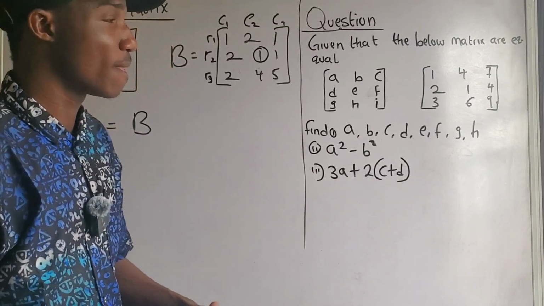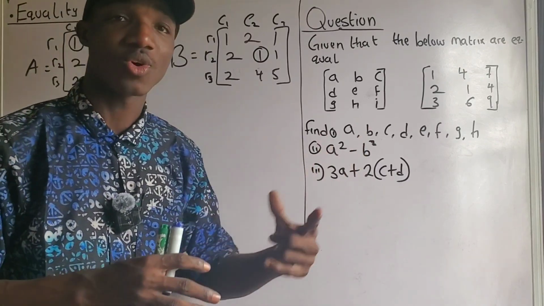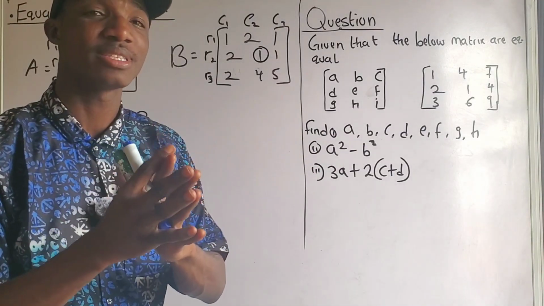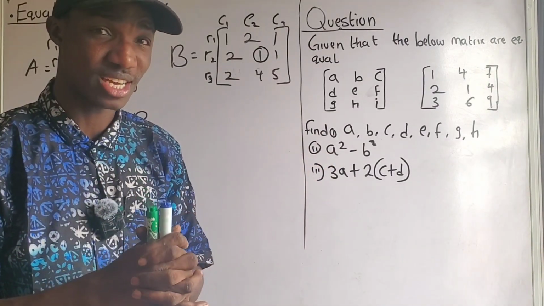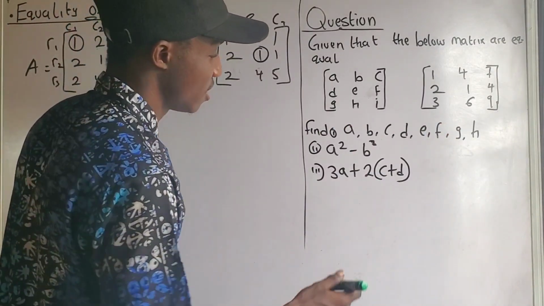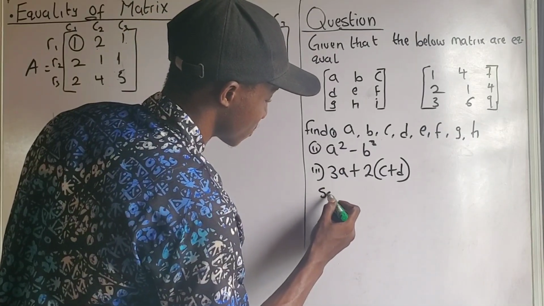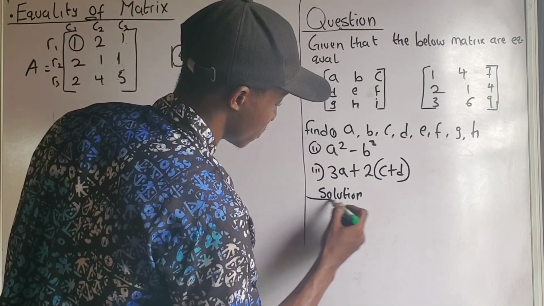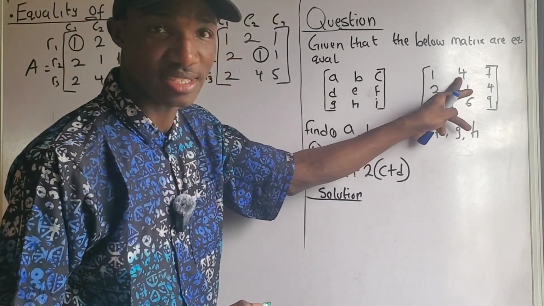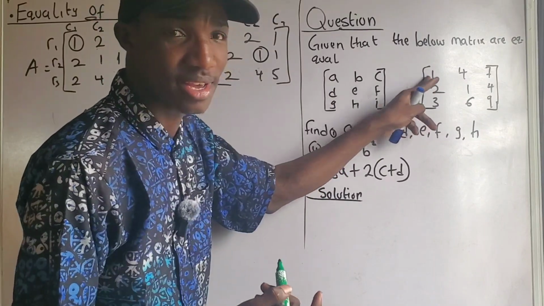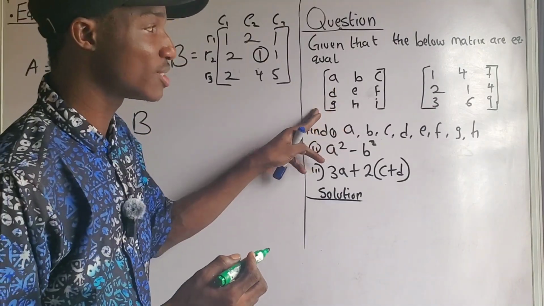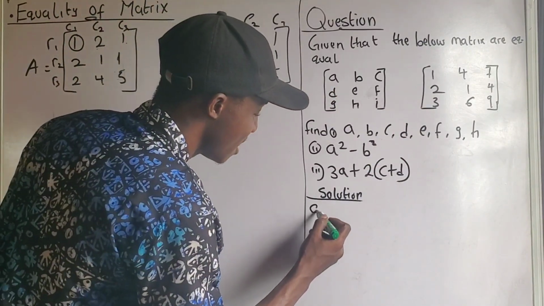Now, listen to me carefully. Anytime you come across a question on equality of matrices, just remember the condition for two matrices to be equal. That is, the elements present in both matrices must correspond. Do you understand? So if you compare both matrices, the value of A will be what? The value of A will be 4? No. The value of A will be 1, because the element that corresponds to where A is in this matrix is 1. So A equals 1.